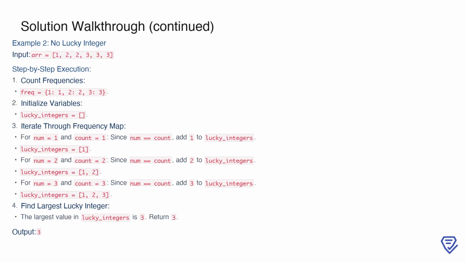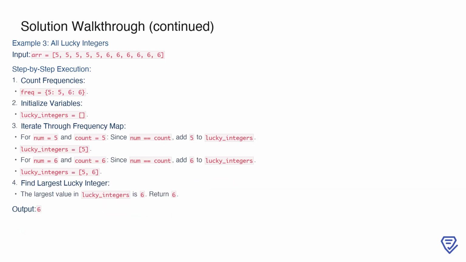For number equals 1 and count equals 1, since the value equals the frequency, we add 1 to the lucky_integers list. For number equals 2 and count equals 2, the same condition holds true, so we add 2 to the list. Finally, for number equals 3 and count equals 3, the number matches its frequency again, so we add 3 to the list. At this point, the lucky_integers list contains 1, 2, 3. To determine the result, we find the largest value in the list, which is 3, and return it as the output.